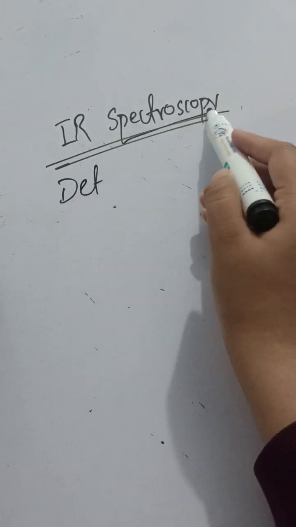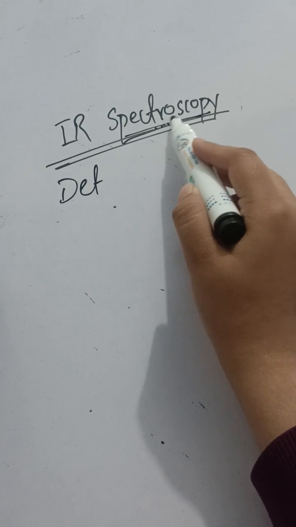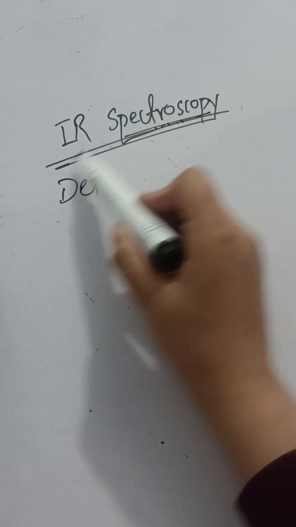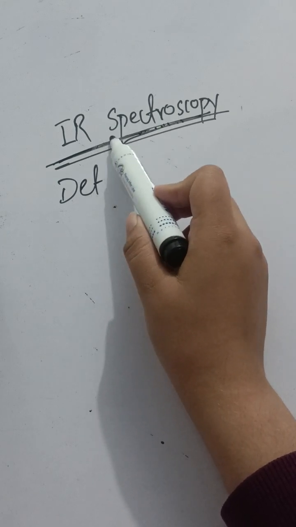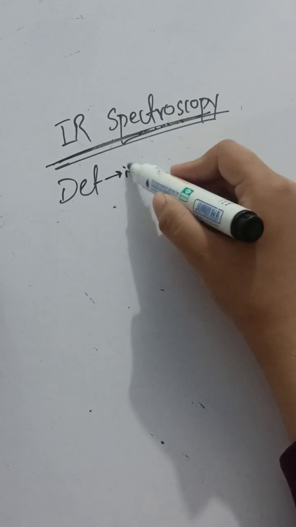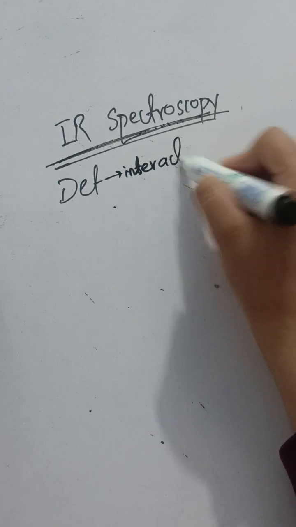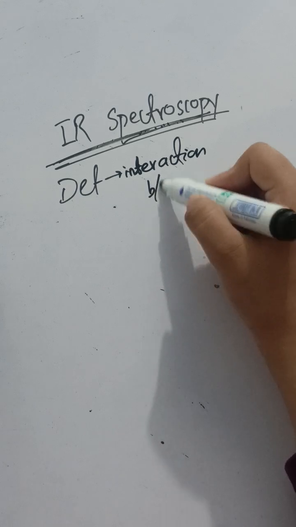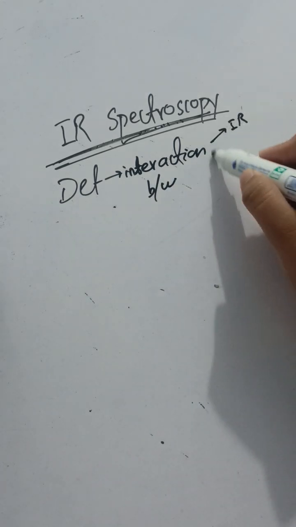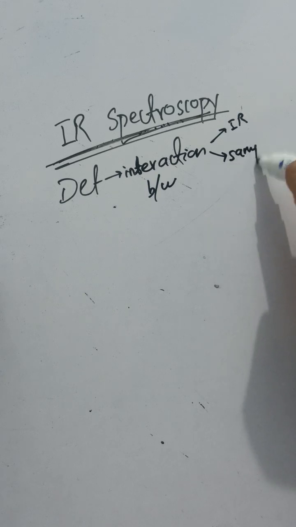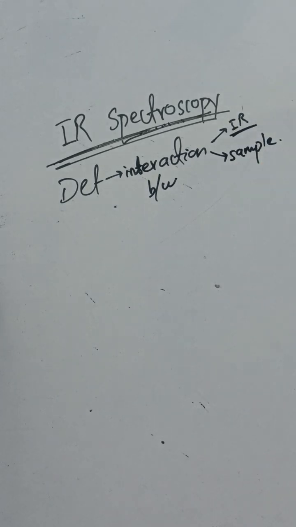Spectroscopy can be defined as the interaction between matter, your sample, and electromagnetic rays. Similarly, in IR spectrometry, you are going to study the interaction between your IR radiation, your electromagnetic radiation, and your sample. Here we take a specific type of electromagnetic radiation.